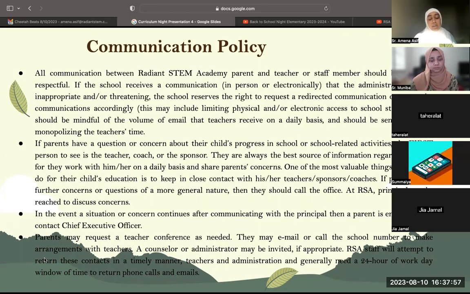So if there's anything, please read through this slide. I'm going to email this to you. If there's something concerning your child, please let's discuss it with adults. Your child will let you know what has happened and I can communicate with you. This also includes any incidents that may have happened on the playground, injury, or any behavior issue, inshallah.